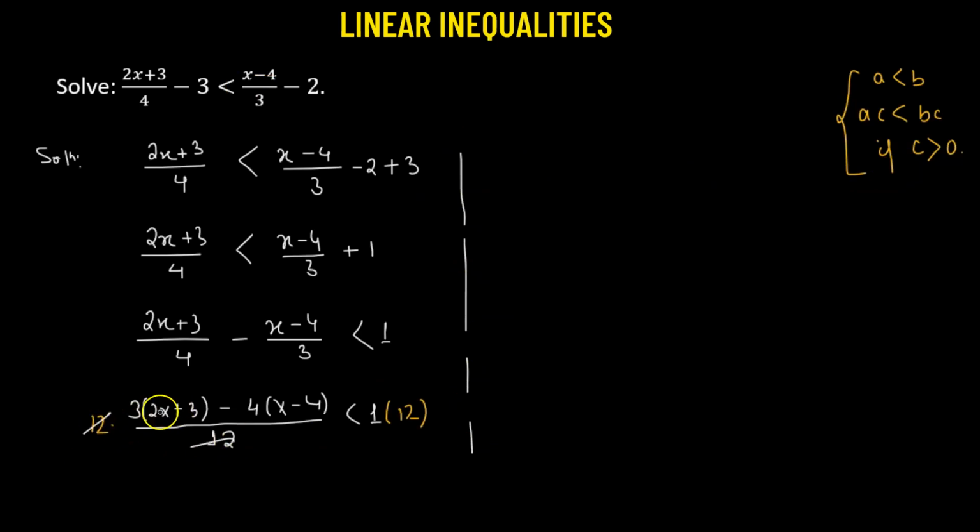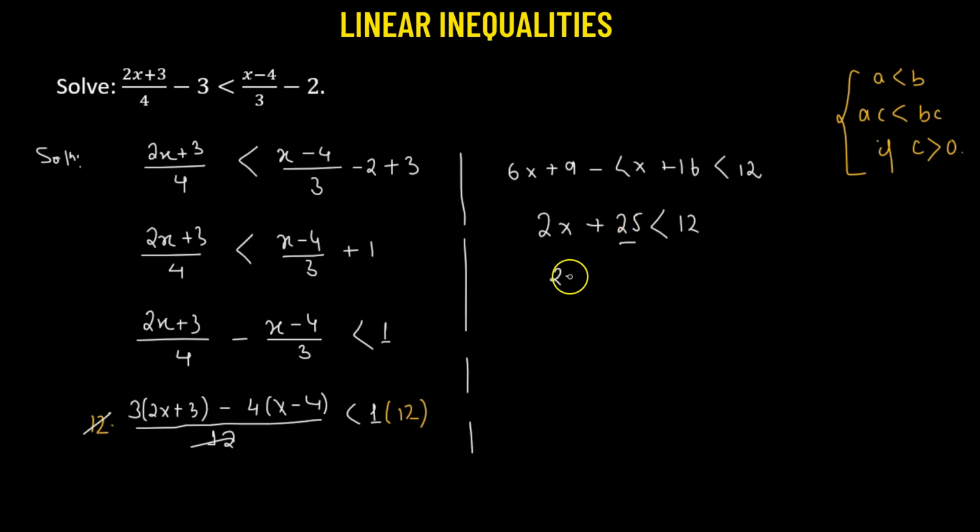Which is going to give us, so we have 12 and 12 cancelling out. So in the numerator, we will have 3 times (2x + 3). So that will be 6x + 9 minus 4x + 16. And this is going to be less than 12. So 6x minus 4x, so that will be 2x. And we have 9 plus 16, so that's 25, which is less than 12.